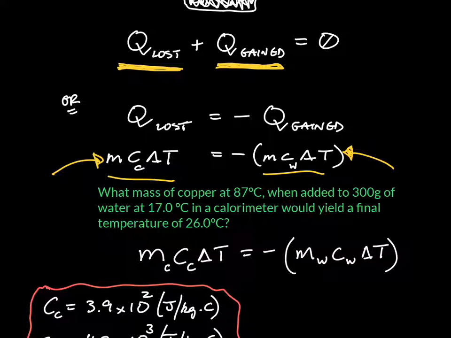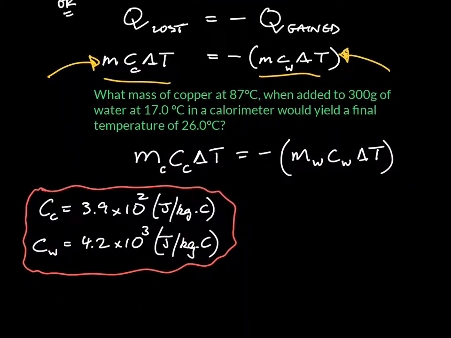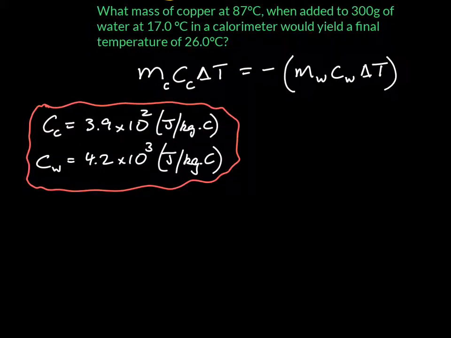Okay, so the final thing we're going to do is just look at another sample problem. And that sample problem is thus. What mass of copper at 87 degrees Celsius when added to 300 grams of water at 17 degrees Celsius in a calorimeter? Remember, a calorimeter is just that sealed container that allows us to look at this as a closed system. Once those are added, it would yield a final temperature of 26 degrees Celsius.